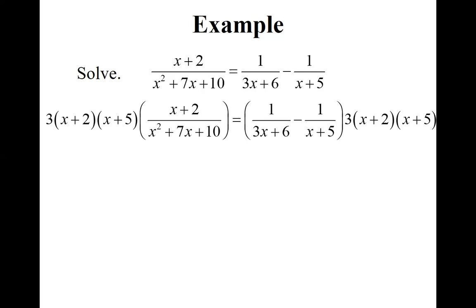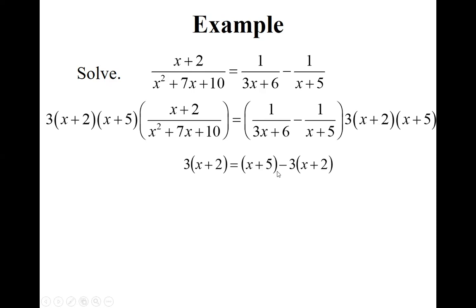Multiplying the left, the entire denominator cancels with the x + 2 and the x + 5, leaving us with 3(x + 2). Distributing on the right side, 3(x + 2)(x + 5) over the 3x + 6. The 3 and the x + 2 cancel, leaving us with just x + 5.